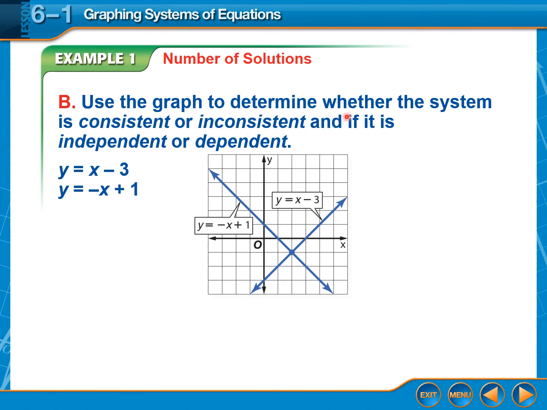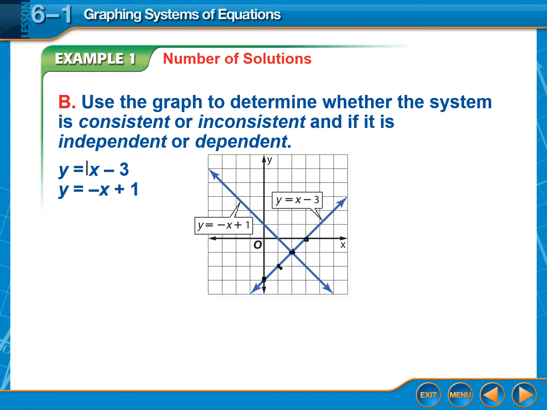And so now we're going to use the graph to determine whether the system is inconsistent or consistent, if it's independent or dependent. So for these two lines, what we've got is y equals x minus 3 and y equals negative x plus 1. So again, if I were to put these on a graph, I would use y equals mx plus b. So in this case, my y-intercept for the first line is negative 3. So I start my point at negative 3 on the y-axis. And my slope is whatever is being multiplied by x. So again, in this case, we have a slope of 1 times x. So from negative 3, I'm moving up 1 throughout the line. So up 1 on the x-axis, up 1 on the y-axis.